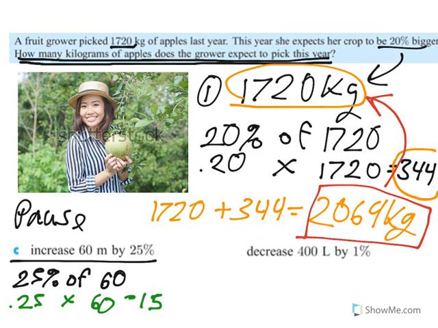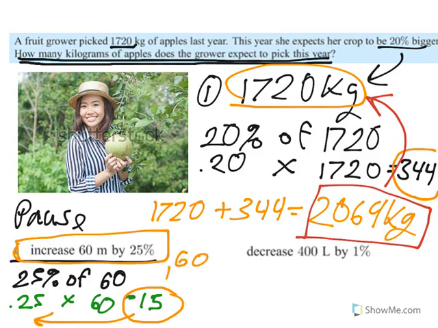Okay? 15 is not the answer. 15 is the 25% increase. To find the answer to this problem, which is asking us to increase 60 by 25%, we simply add 15 to 60. So we would go 60 plus 15, we would have 75. So the answer, 75, is 25% larger than 60.